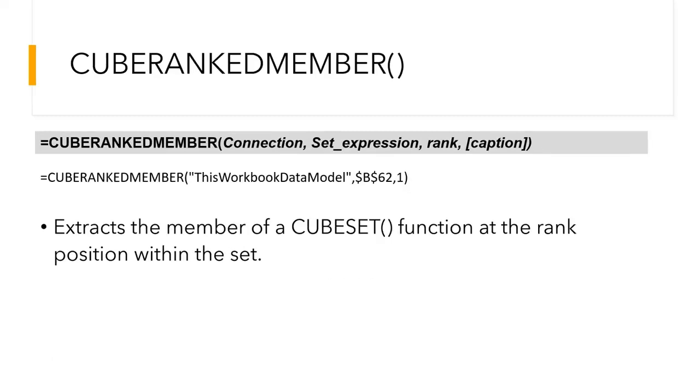Finally, you have your cube ranked member. And what cube ranked member really does is it says, we've defined a set. We're going to pull an element out of that set based on the rank that it's located in. If you were, for example, to sort by the sales by state, your number one sale was Texas. Your rank is 1. And as a result, you would see the word Texas as your cube ranked member.